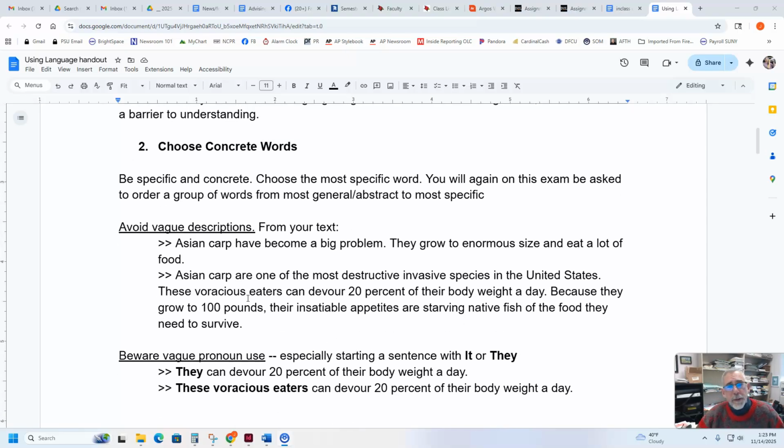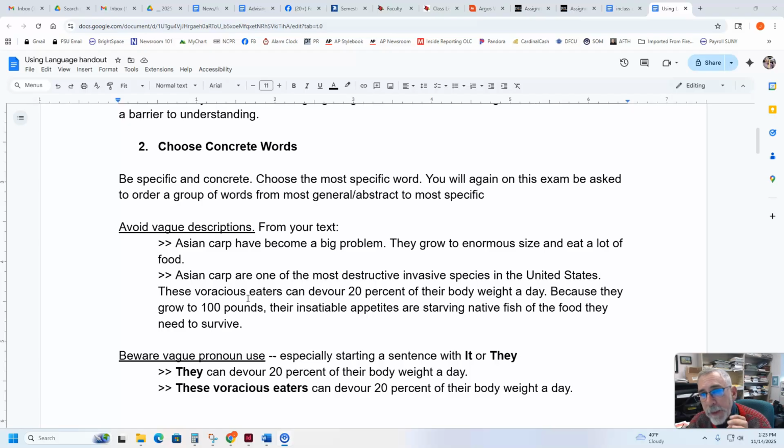The idea of using concrete words. Well, the concept here is to be specific and concrete. Remember in the exercise I did with you, or suggested that you do, where we took a series of words and we arranged them from the most general and abstract on one side to the most specific and concrete on the other. Well, you will have to do that on an exam, yes, but knowing that kind of continuum of words helps us pick better words, because we want to be more specific and more concrete.